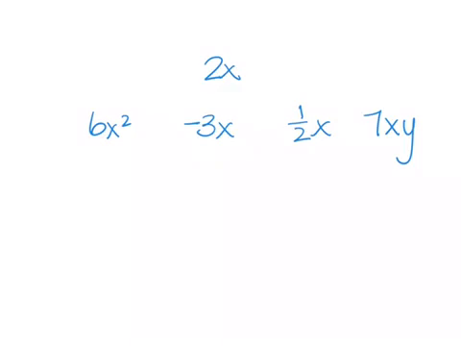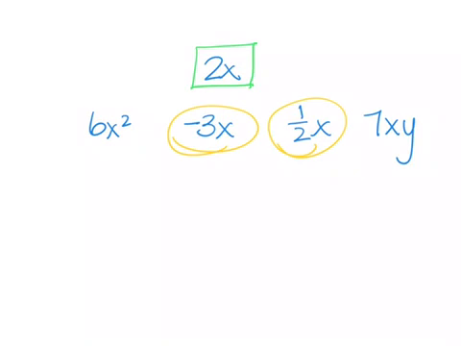In order for two terms to be like terms, they have to have the exact same variable. That variable has to have the same exponent, and there cannot be any other variables involved. So if we are looking here at 2x and trying to find the terms listed below that are like terms, there are only two of them. The two that are like terms with 2x are negative 3x and positive 1/2 x.